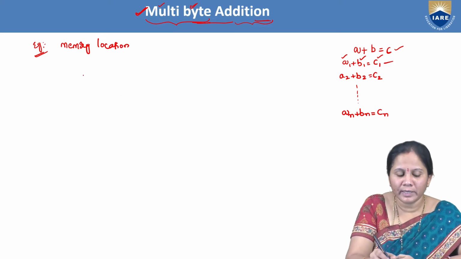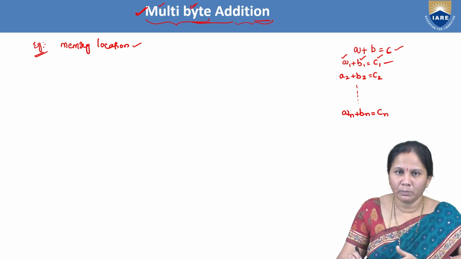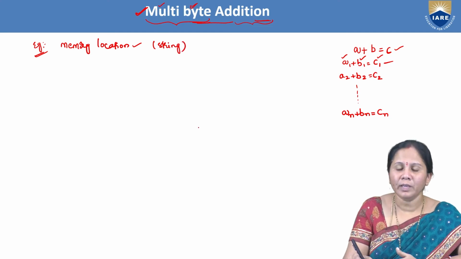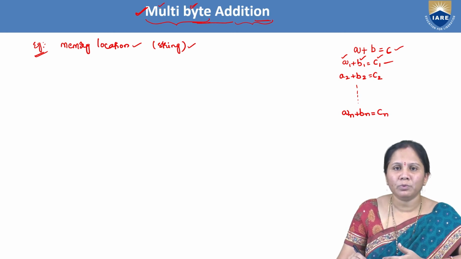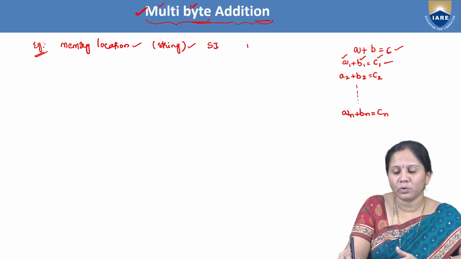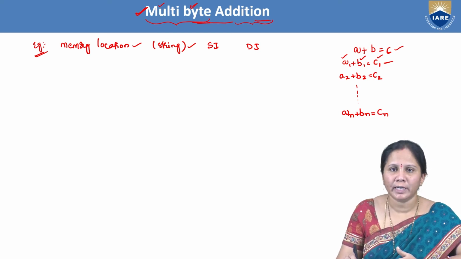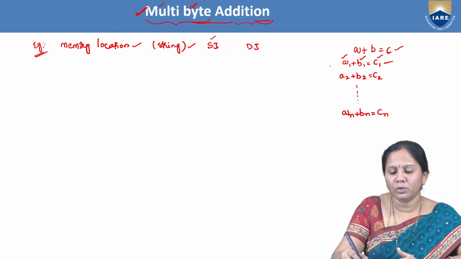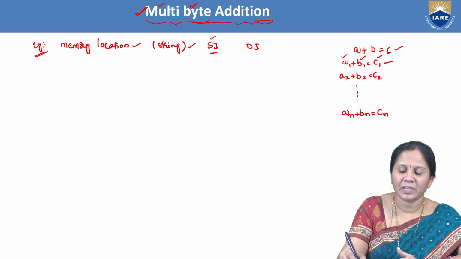For example, while taking more inputs, we will call it a string. When you are giving string type inputs, you have to consider registers like SI and DI. SI represents the source index and DI represents the destination index. In SI we can give one set of inputs, so all the A inputs can be stored using SI.